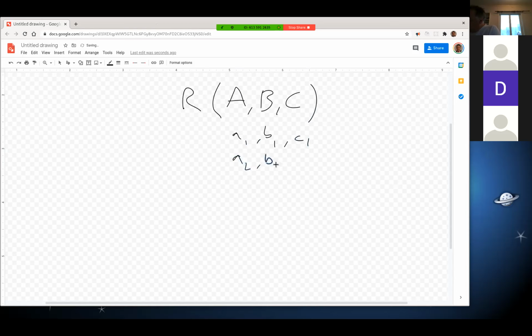B1 and C1. Okay. So if we say project, it's a big pi, and then what we put down here is a sequence of attributes. So you could actually have repeats.